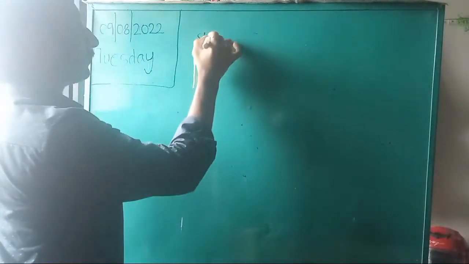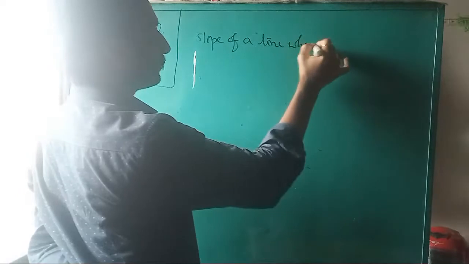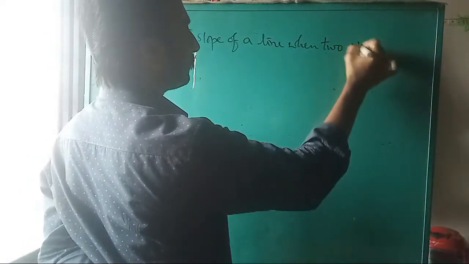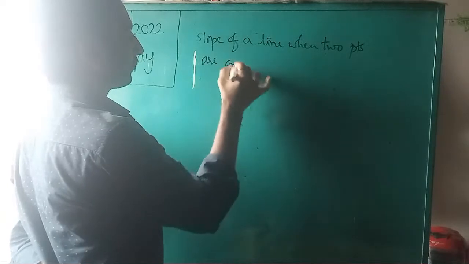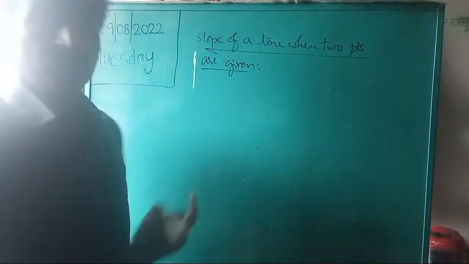Then if theta is not given for us, how do we find the slope of the line? If theta is not given, how to find the slope of a line when 2 points are given?